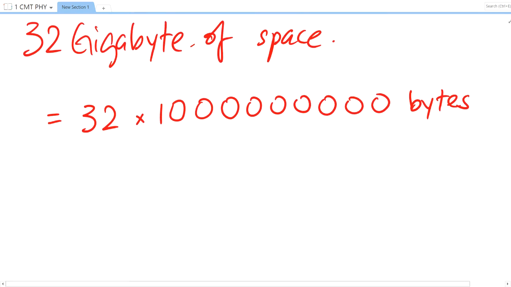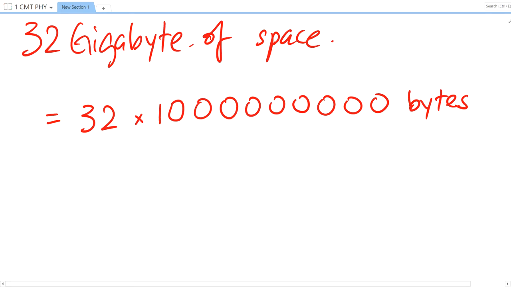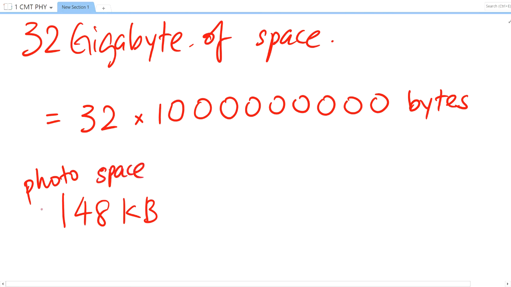Okay. Now, a photograph. Let me check one of my photographs. Okay. Details. Apparently, I've got a photograph that is 148. What does this mean now? A photograph. Okay, this means the photograph space equals 148. How much is this K over here? Kilo, right? So how many times how much? 1000 bytes.